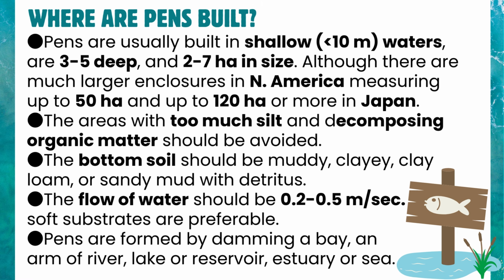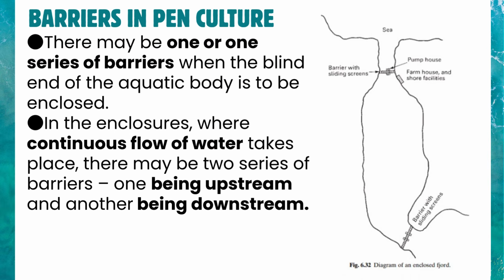The bottom soil should be muddy, clayey, clay loam, or sandy mud with detritus. The flow of water should be 0.2 to 0.5 meters per second. Soft substrates are preferable. Pens are formed by damming a bay, an arm of river, lake or reservoir, estuary or sea. Barriers in pen culture.